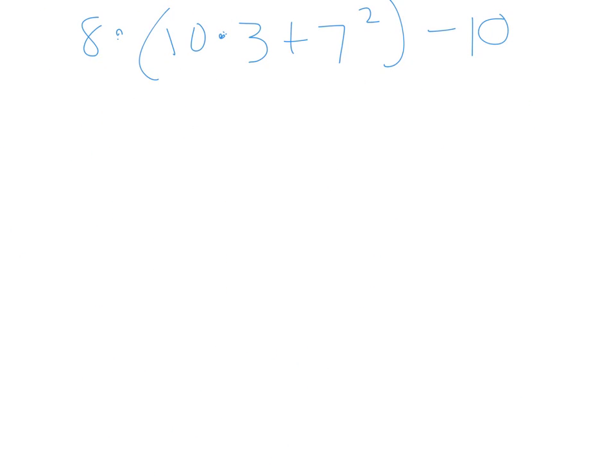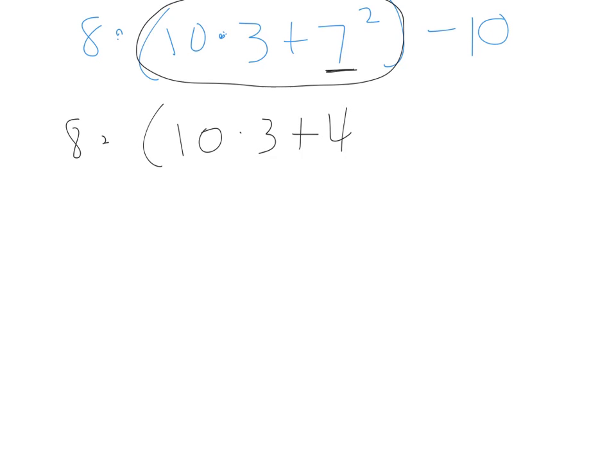Let's try one more. This was the last order of operations problem on your worksheet. So again, we have our grouping symbols, and within our grouping symbols, we have this exponent. So we have 8 times 10 times 3 plus 49 minus 10.